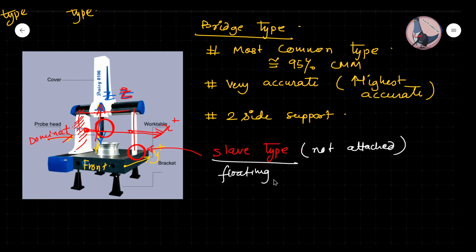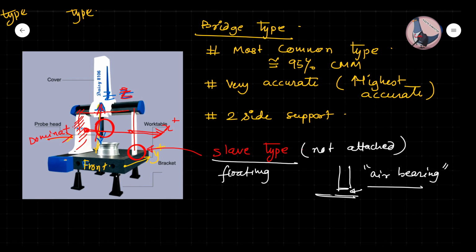And this is floating in air. Suppose the column comes to a height and below is the machine structure, so there is some gap. And this is actually air bearings. Air bearings are used on the slave side and it can move freely without any friction. So if someone asks you what type of bearings are used in the CMM, they are air bearings.